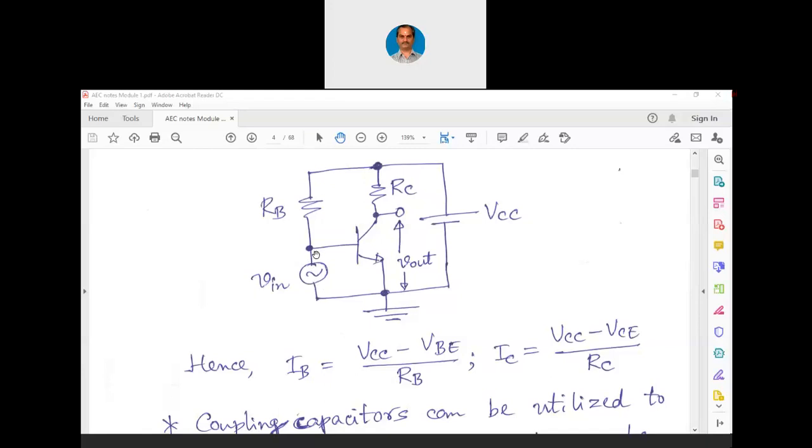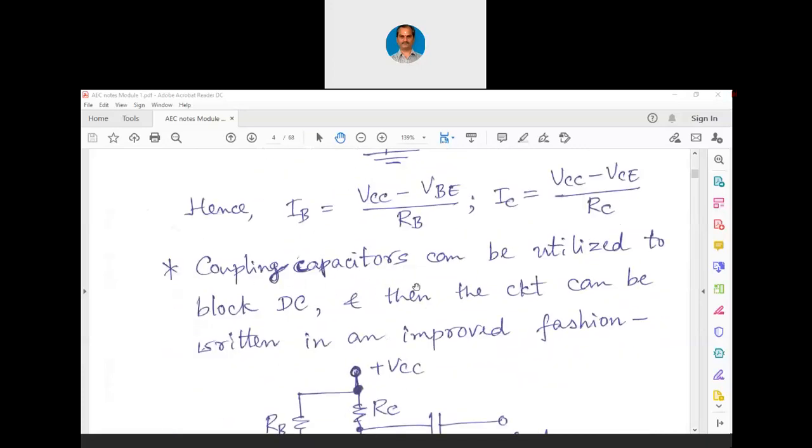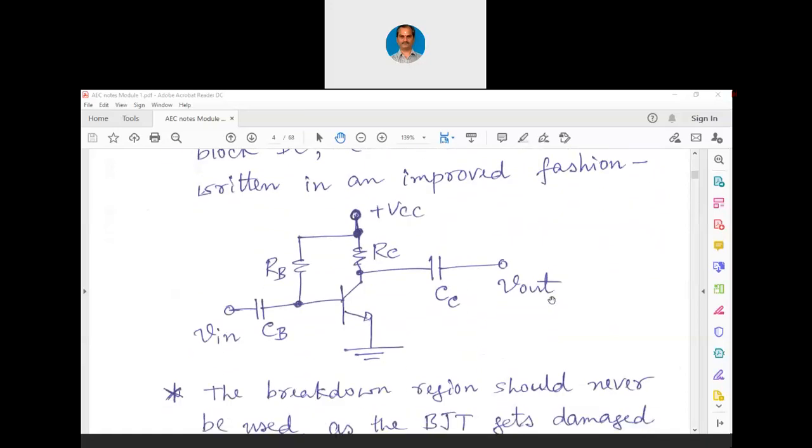At frequency 0, the reactance of the capacitor, 1 over 0, is infinity. So when we connect a capacitance here, it will pass only AC. That is why coupling capacitors can be utilized to block DC, and then the circuit can be rewritten in an improved fashion. Now, look at this particular circuitry.